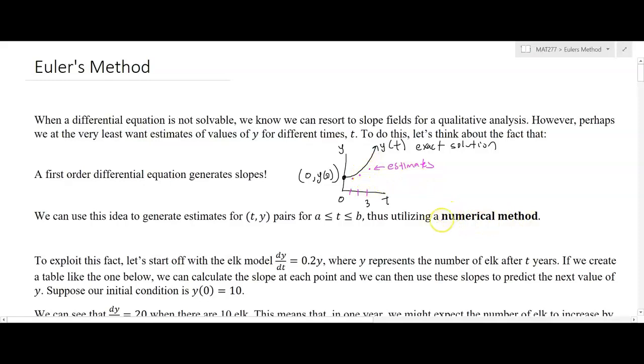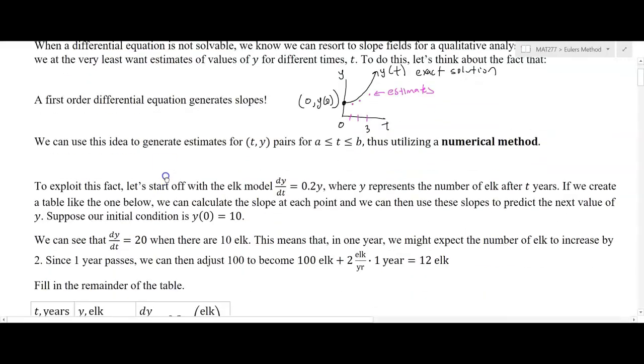Thus, we're utilizing what's called a numerical method. A numerical method is just a method that gives you actual estimates of the solution. The qualitative methods did not do this. They told us how the solution behaved. The slope field showed us how the solution flowed, where it went, whether it increased or decreased for different initial conditions. But we have yet to actually approximate solution values. So we're not going to actually build the solution function. We're going to build a bunch of ordered pairs that we hope to be very close to that function.